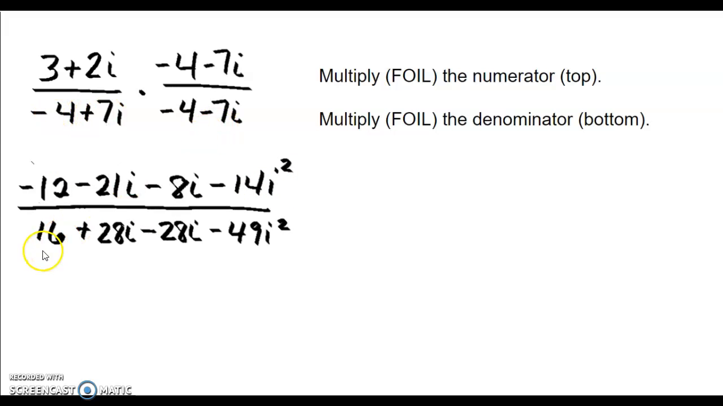-4 times -4 is 16. -4 times -7i is 28i. 7i times -4 is -28i. Look at that. That's pretty slick here. These two are going to cancel out. And 7i times -7i is -49i squared.